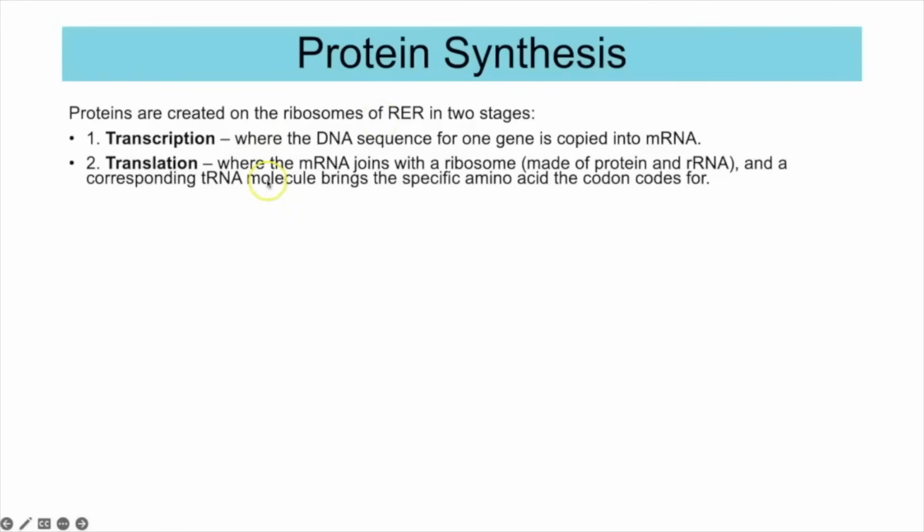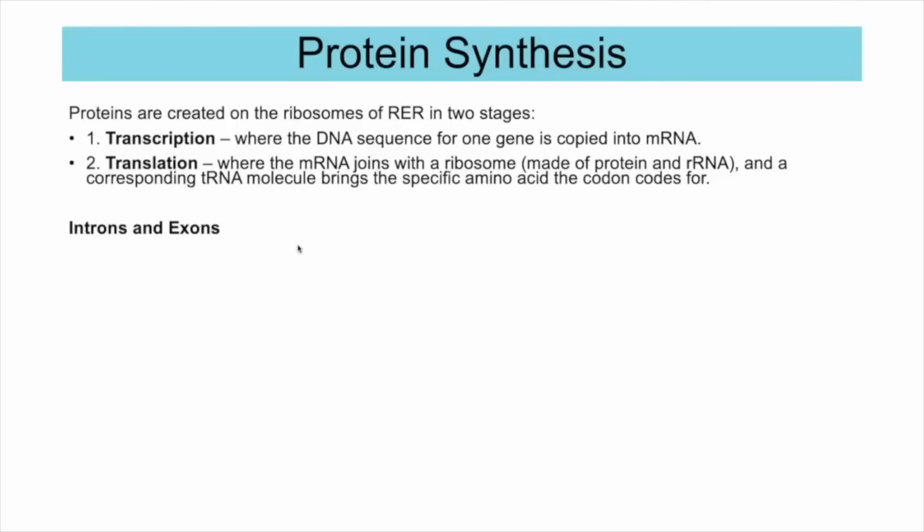And then translation is the second stage, and that's where the mRNA has left the nucleus, it attaches to a ribosome, and it is used then to create a polypeptide chain. And that's what we're going to have a look at, these two processes in detail. There are a couple of key terms though that you need to be familiar with to fully understand this topic.